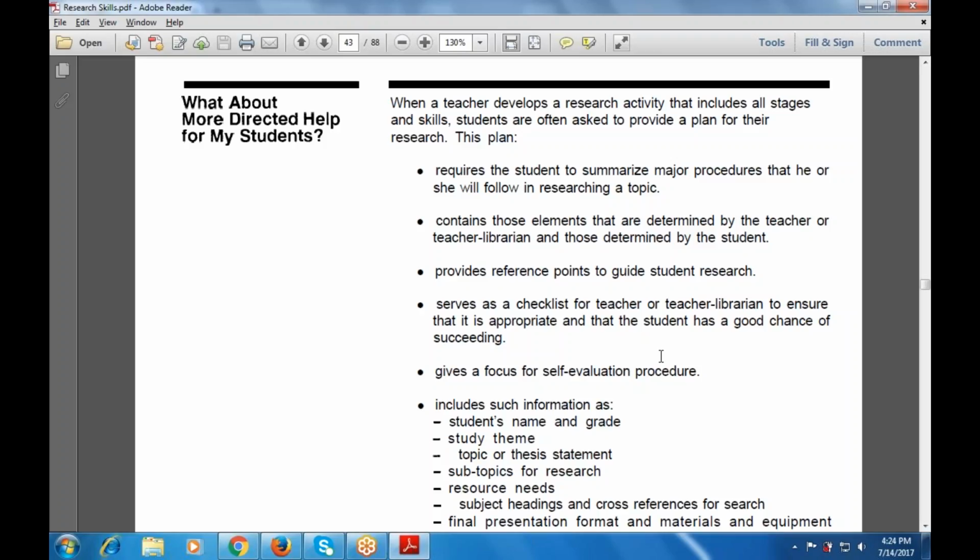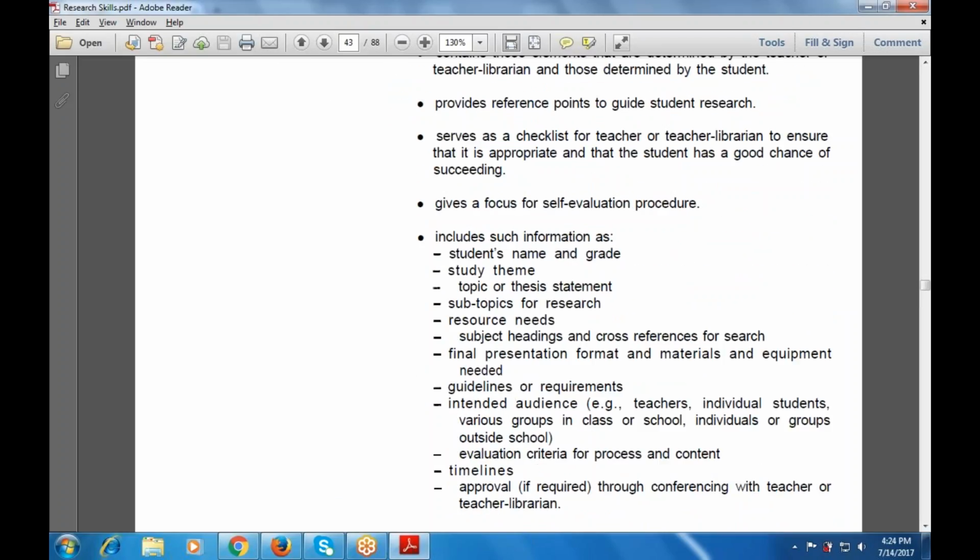Next, this plan also includes such information as student's name and grade, study theme, topic or thesis statement, subtopic for research, resources needed. What are the student's name and grade, the study theme, the topic or thesis statement, subtopic for the research, resource needs, subject headings, cross-reference for search, and the final presentation format and material and equipment that are needed.